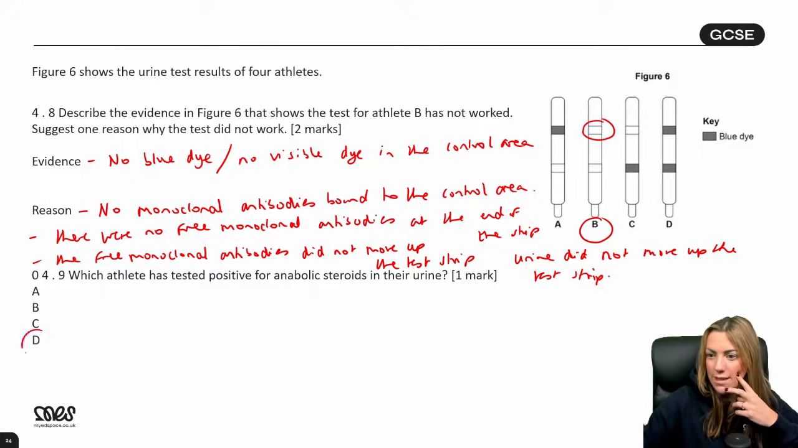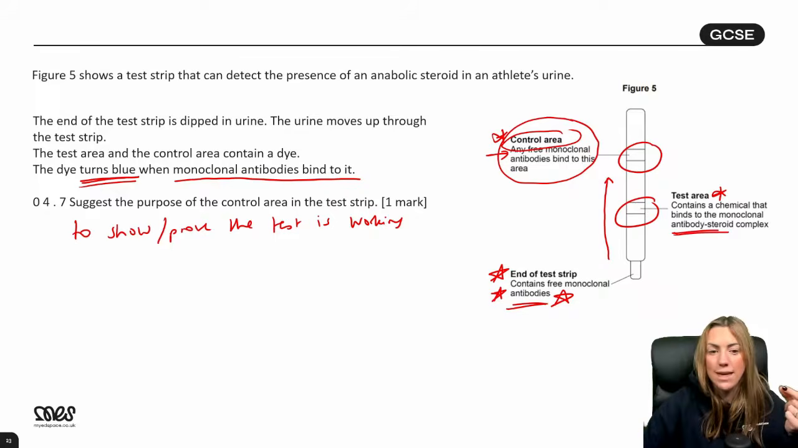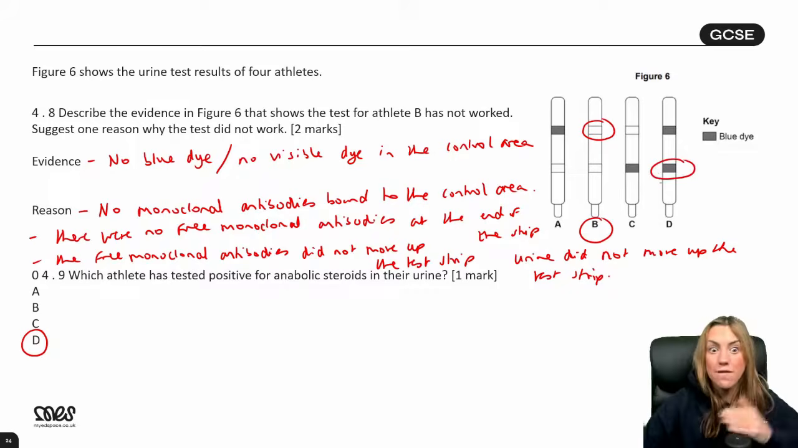Well, it's going to be D, right? That's kind of obvious. The reason we know it's going to be D is, look, we've got the test area here, and we've got the control area here. Now, the control area is just to check it's working, so that should always turn blue if it's working. The test area contains a chemical that binds to monoclonal antibody steroid complex. So it will only turn blue if monoclonal antibodies have bound to the steroid. So it will only turn blue if there were steroids in that person's urine that bound to the monoclonal antibody that would then bind to the test area.